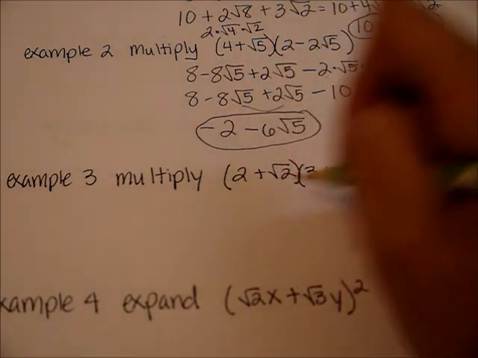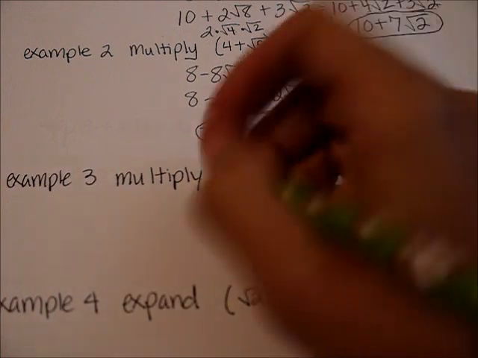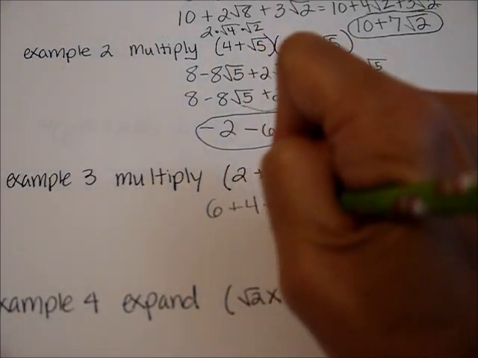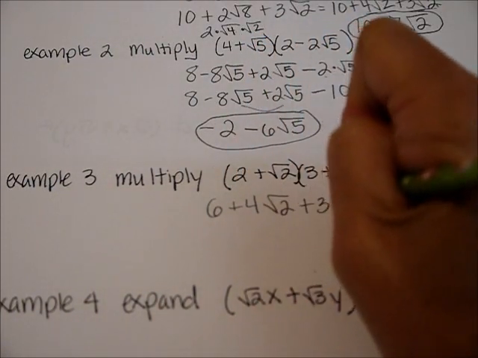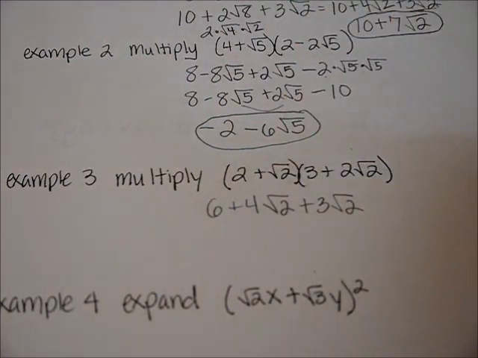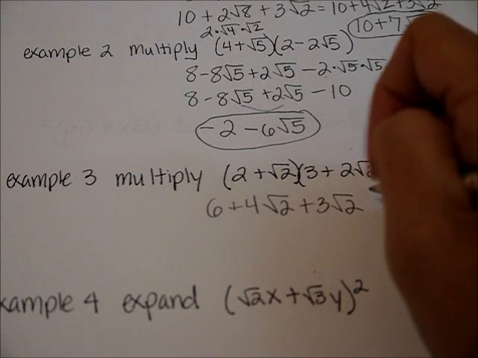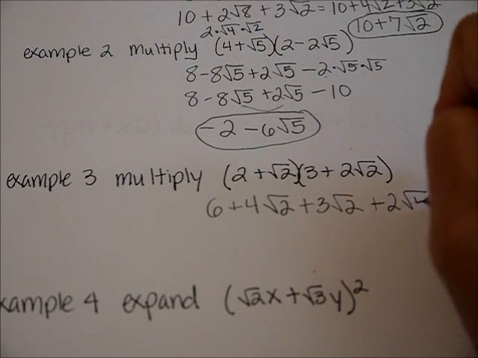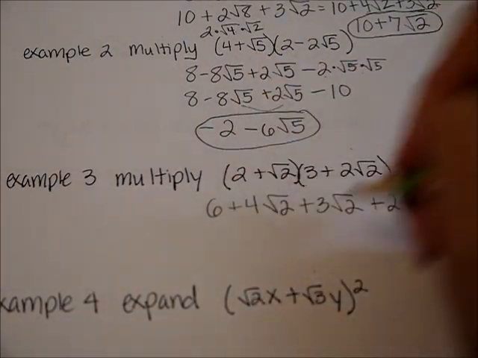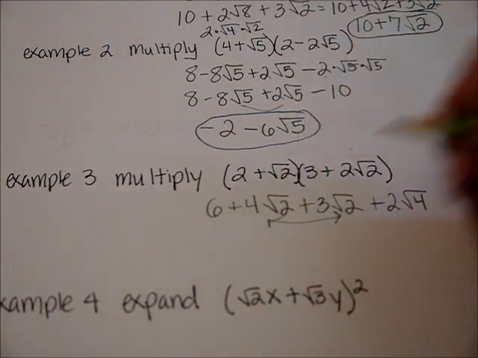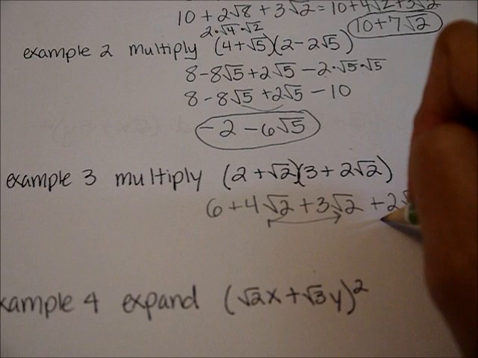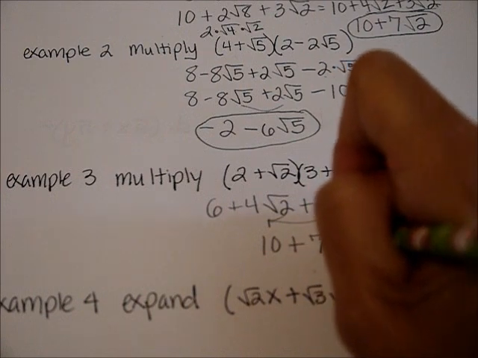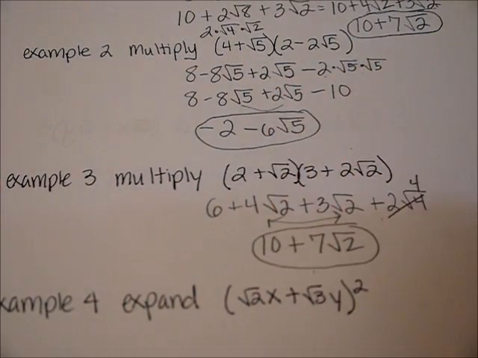The next one is, again, we're going to FOIL. 2 times 3 is 6. First, outer would be plus 4 root 2. Inner plus 3 root 2. And last, root 2 times root 2 times 2. So that's 2 times square root of 4, I'll write it just so you can see it. And then I see those two are going to be like terms. And this actually can be 2 times 2, which is going to be 4. So we have 10 plus 7 root 2. There we go.